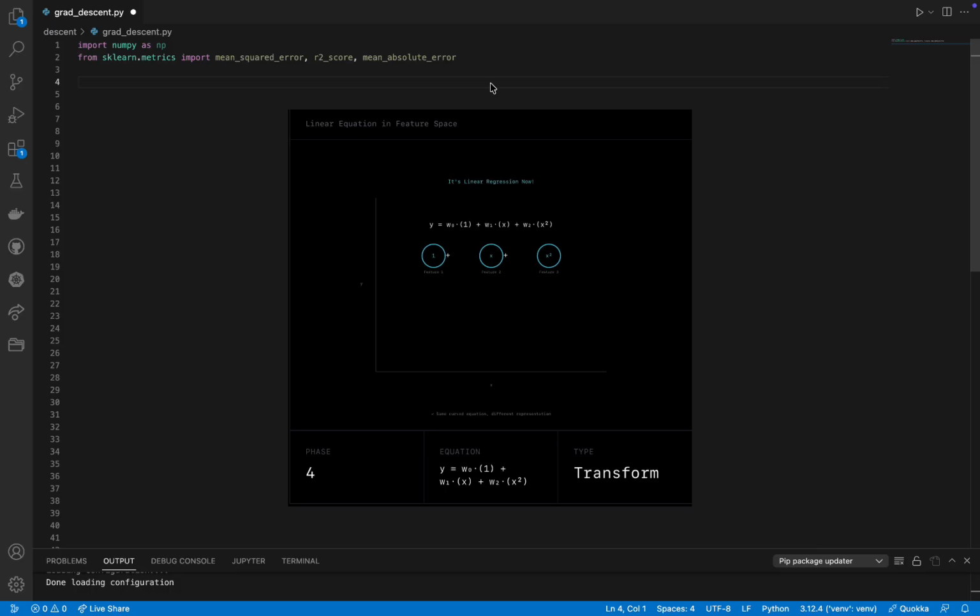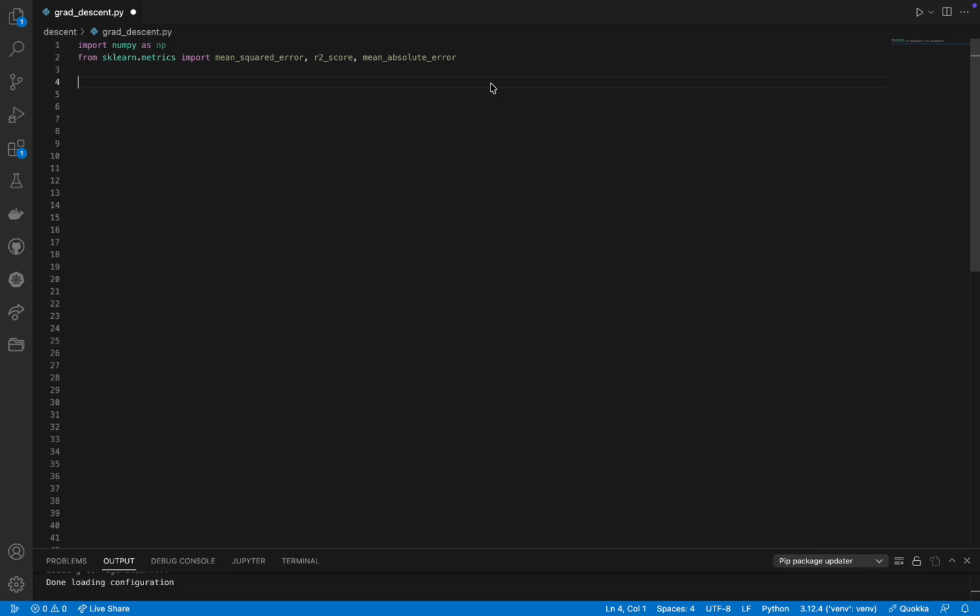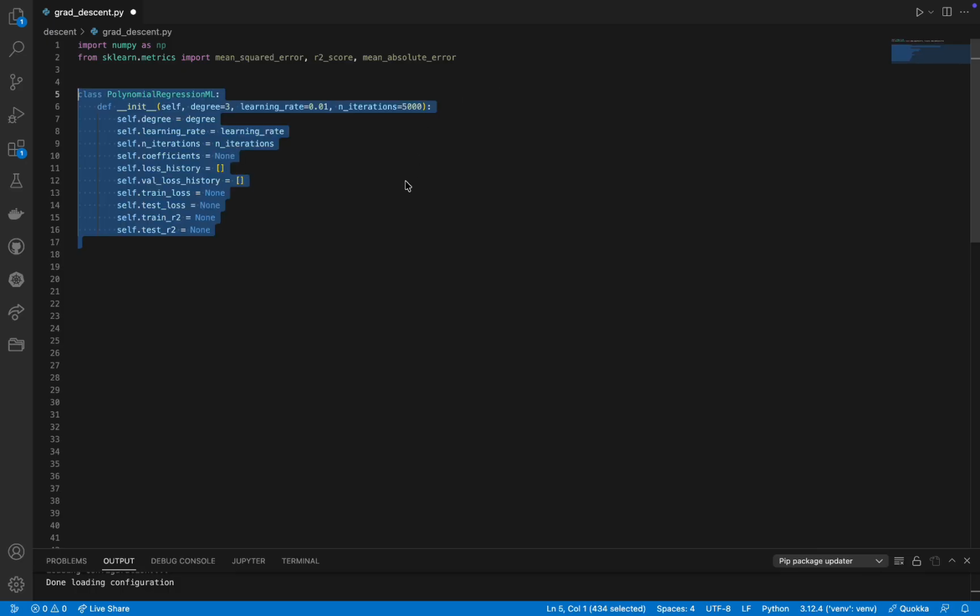Alright, so let's start building. First, we create our class and initialize it with all the parameters we'll need. We start with the class definition and the init method, which sets up everything. The first parameter is degree, and we set it to 3 by default. This tells us the highest power of x we'll use. If degree equals 2, we get the features 1, x and x squared. If degree equals 3, we get 1, x, x squared, and x cubed. You can think of this as how curvy we want our fitted line to be.